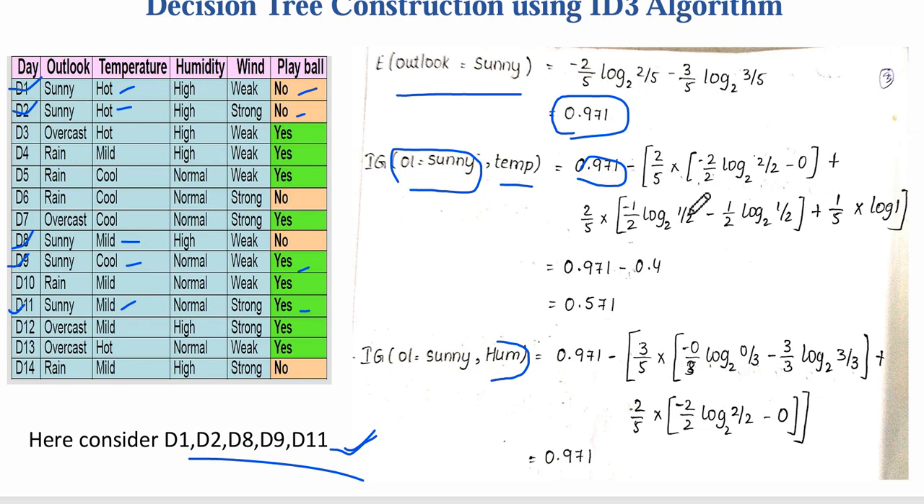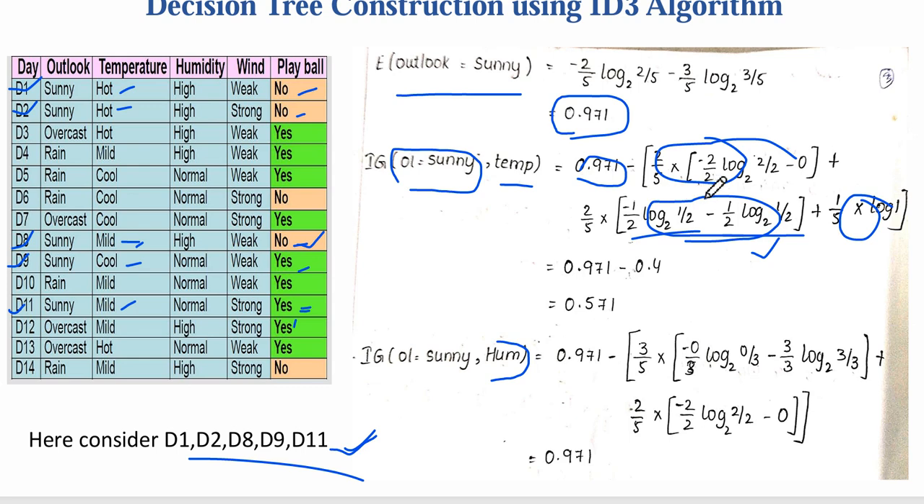Plus, the mild records are how many? 1, 2. These are no and yes. Out of 2, one record belongs to no, one record belongs to yes. Equally distributed. That's why 2 by 5 into 1 by 2, 1 by 2, its value we are getting is 1. Plus, next record, hot, mild is over, cool. Cool is yes, only one record. That's why 1 by 5 into log 1, so its value is 0.